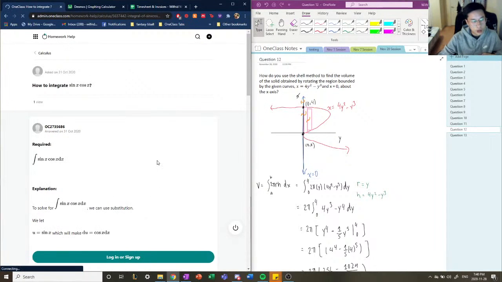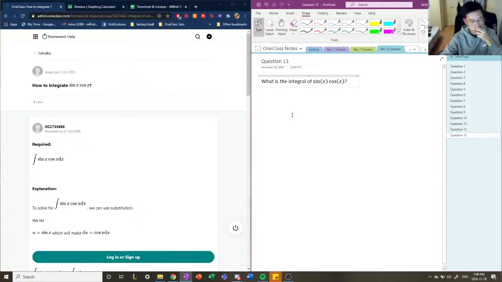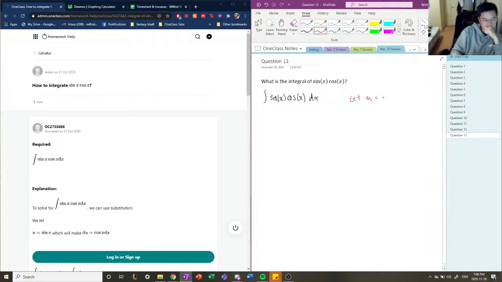Alright, let's move on to our last question of the day, which reads, what is the integral of sine x cos x? Okay. So we're going to use substitution here again to simplify our integral. So let's write it out first, sine x cos x. So we're going to let u be equal to sine x. Okay. So now we know that du over dx equals cos x, or du equals cos x dx.